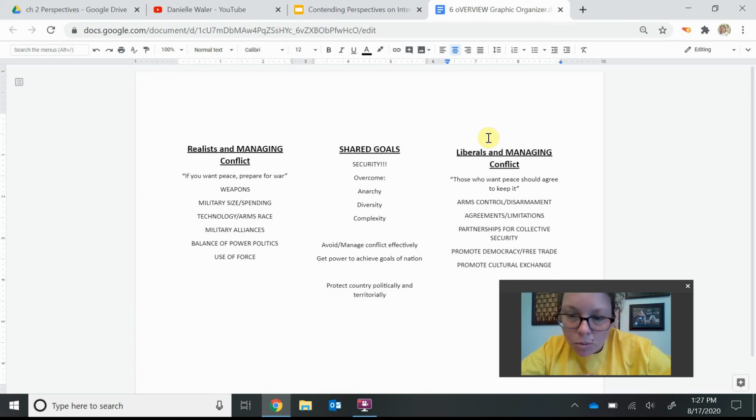Instead of building more weapons, you want to agree to destroy weapons and get rid of them. And in an ideally liberal world, there would be no weapons needed, and we could trust each other not to go to war. So their goal is more disarmament, whereas a realist goal would be to arm up. Liberals also believe that having limitations and agreements is what best manages and avoids war.